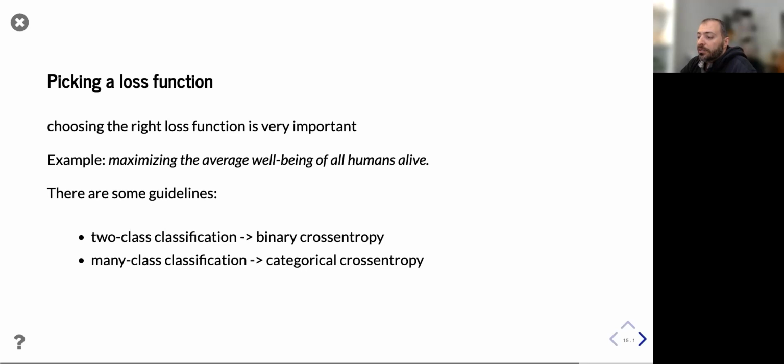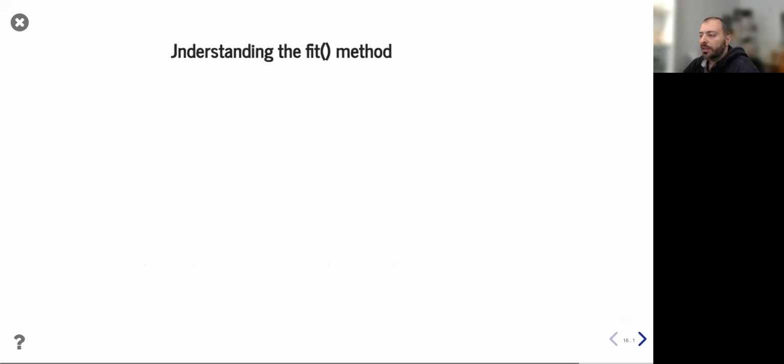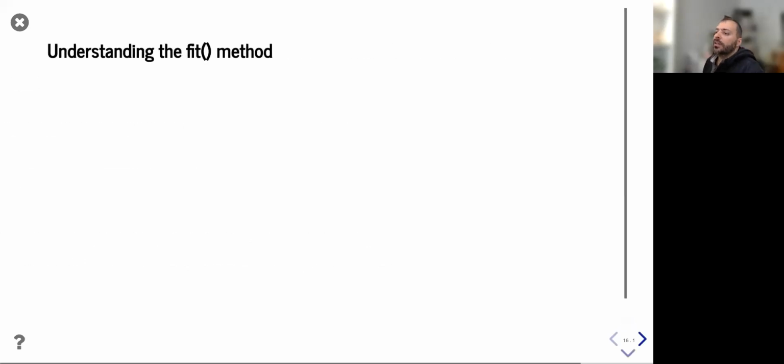Now, there are some guidelines. For example, if we want to do classification, like the linear classifier with two classes, we use binary cross entropy usually. You can use, of course, the mean squared error. If you have many classes like the images we saw in the previous chapter, you can use categorical cross entropy, etc. We will see more loss functions in the next chapters.